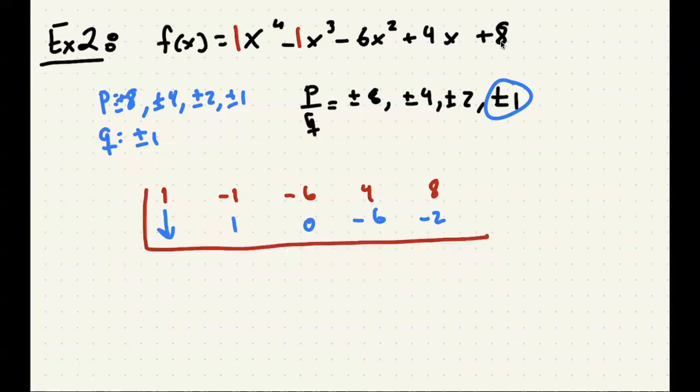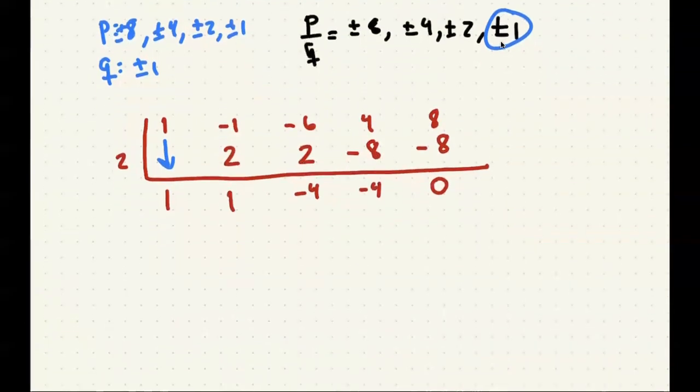Let's try 2. 2 times 1 is 2. -1 plus 2 is 1. 2 times 1 is 2. -6 plus 2 is -4. -4 times 2 is -8. 4 plus -8 is -4. -4 times 2 is -8. So that gives us 0, which means this becomes x minus 2. And now we have this new problem.